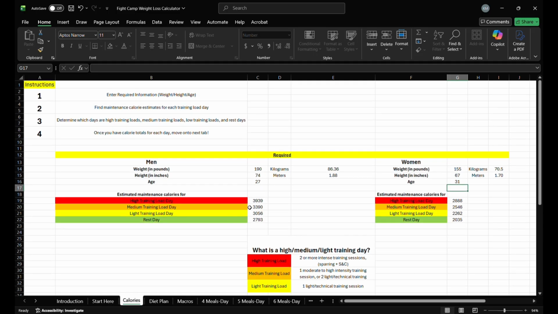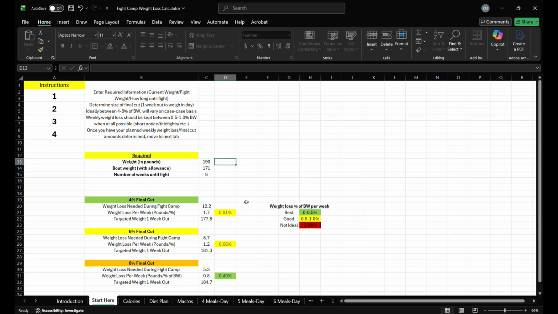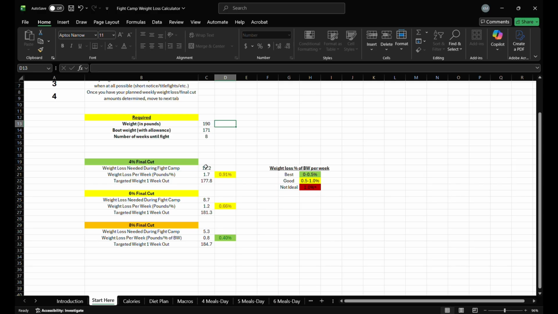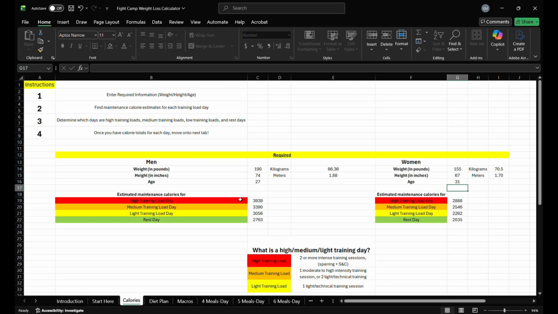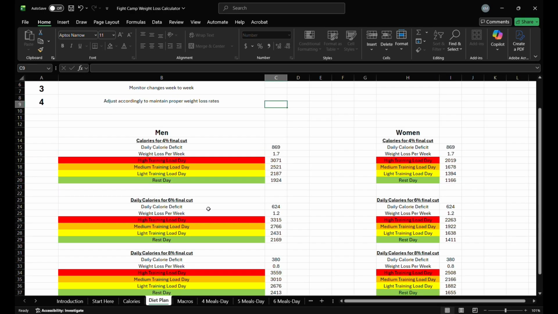All right, so we have our information set in. So let's recap. So we have our information set here. It determines how much weight we need to lose depending on our fight cut. Then over here we have our maintenance calories that we need. And then in our diet plan, it's going to tell us what we need to eat to lose that respective amount. So to lose 1.7 pounds per week, I need to be in an 869 calorie deficit per day. So that's going to subtract from my maintenance calories, and these are going to be my calorie totals for each day that I need to hit this 1.7 pound weight loss per week.